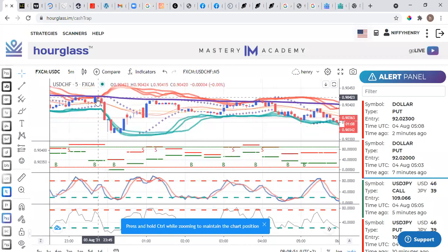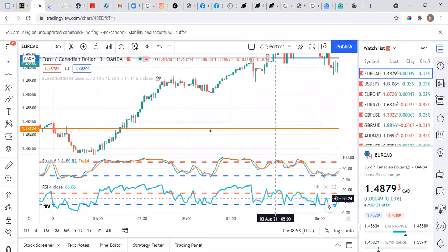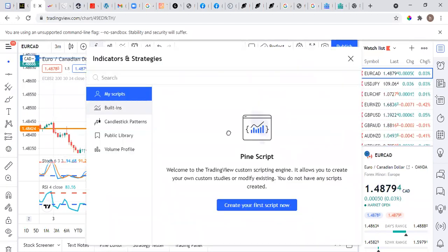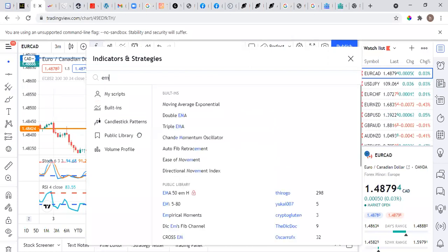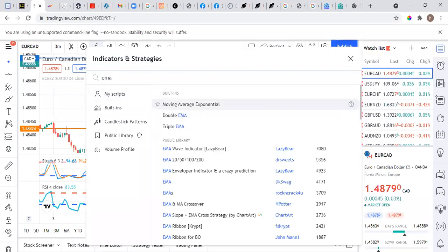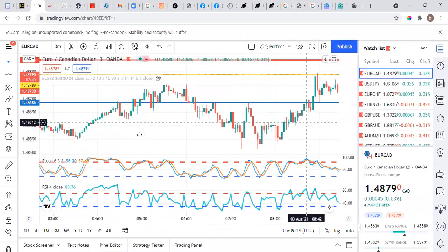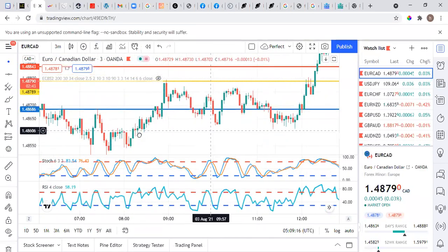So if you want to know whether the market is trending up or trending down, you need your EMA. You can add it just the same way you're adding your indicators. Just search for EMA or type out exponential moving average, click on it, and set the length as 200.